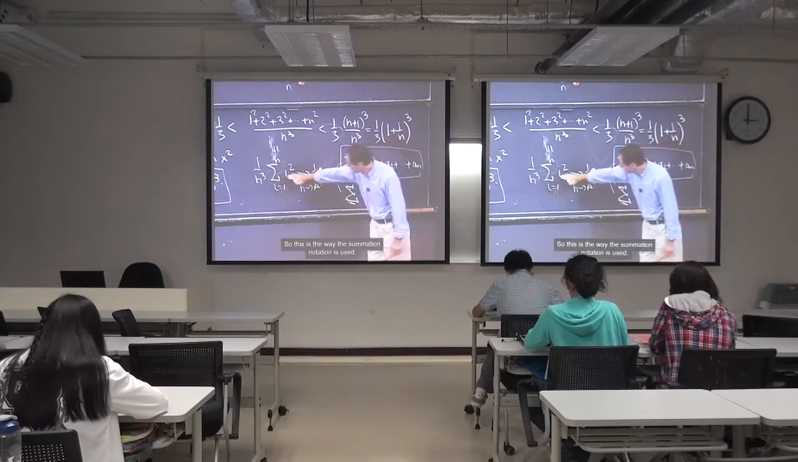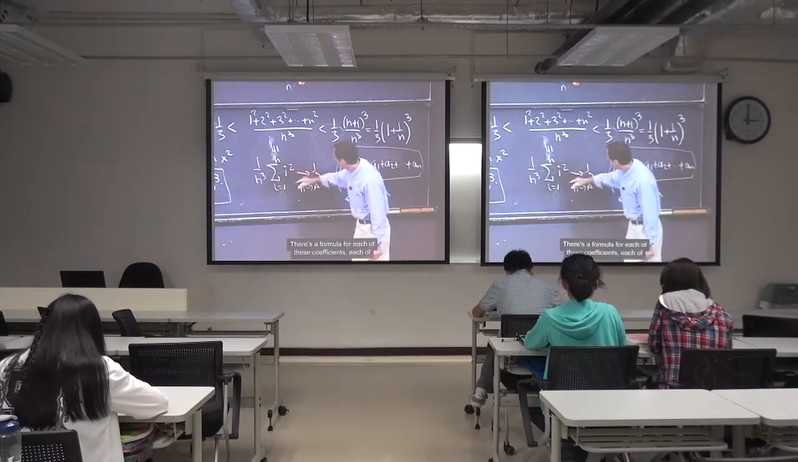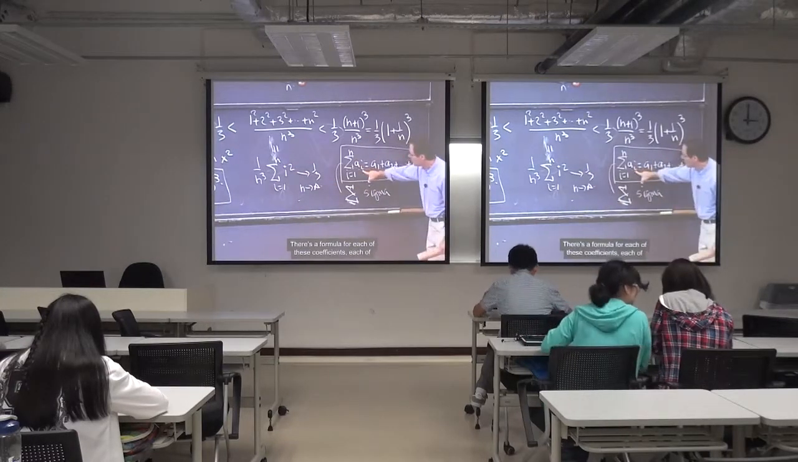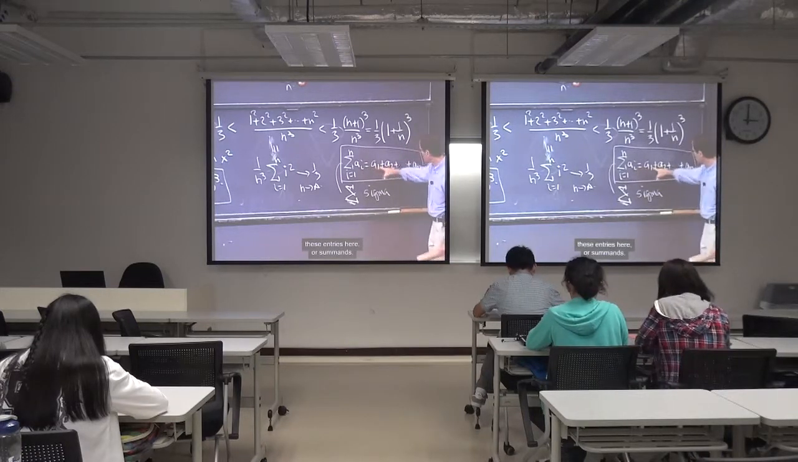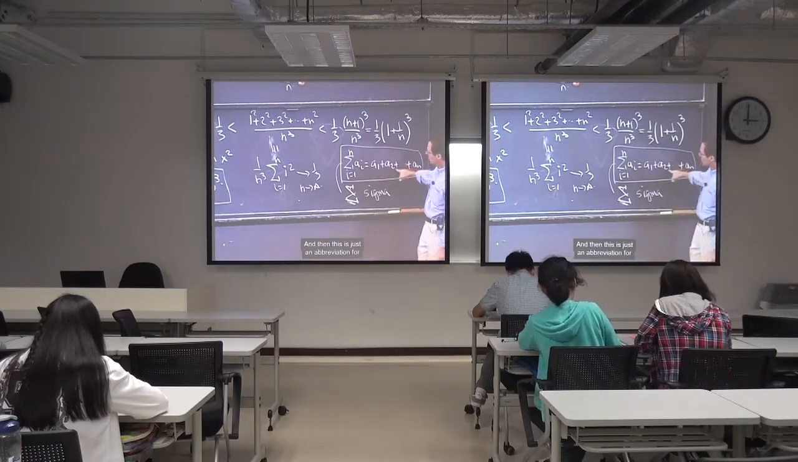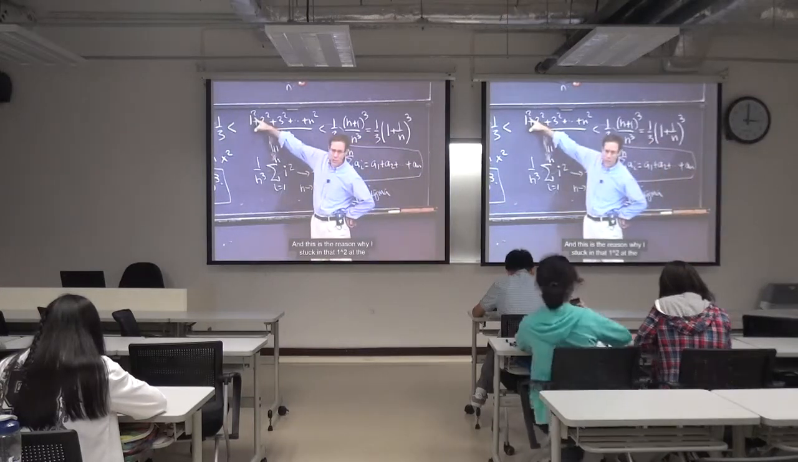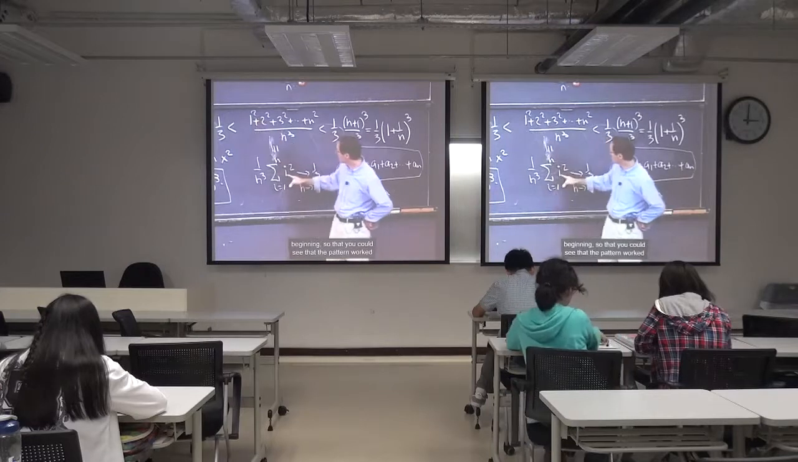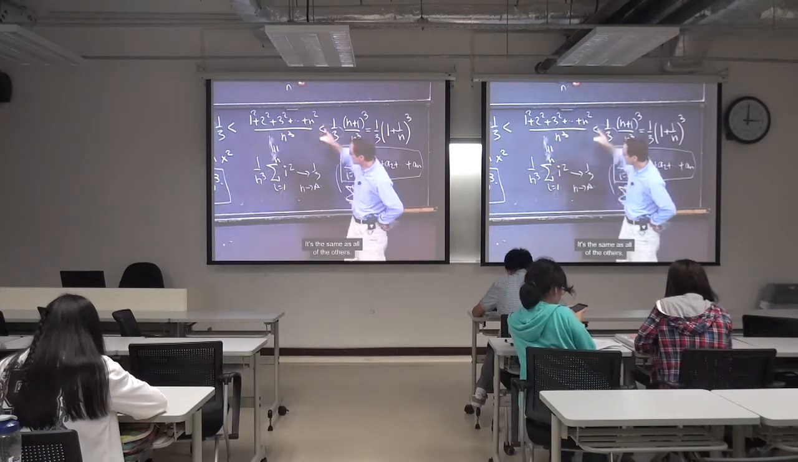All right, so this is the way the summation notation is used. There's a formula for each of these coefficients, each of these entries here, or summands, and then this is just an abbreviation for what the sum is. And this is the reason why I stuck in that 1 squared at the beginning, so you can see that the pattern worked all the way down to i equals 1. It isn't an exception to the rule. It's the same as all of the others.